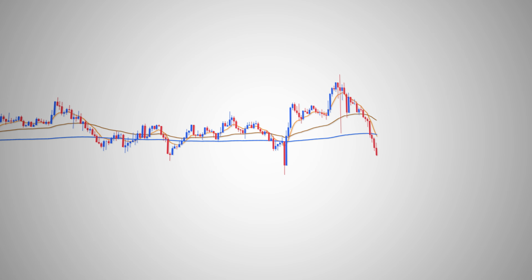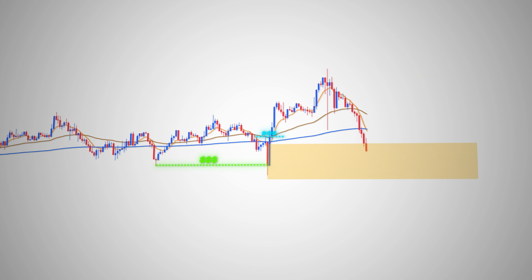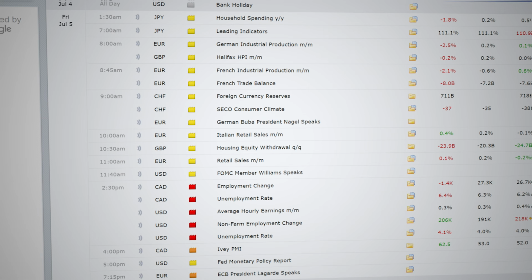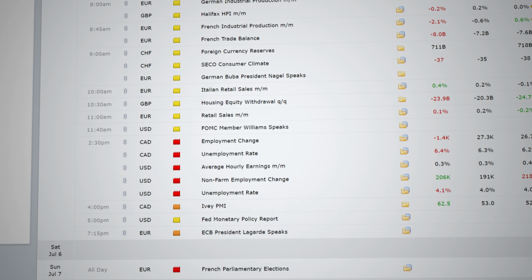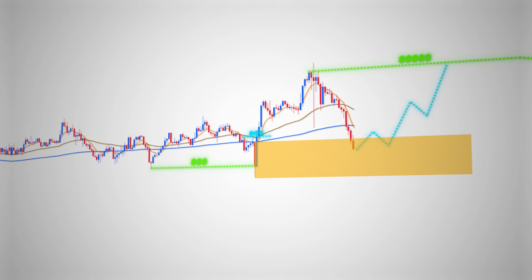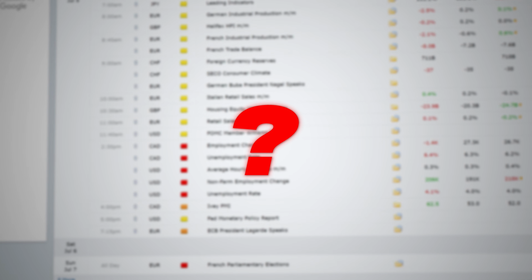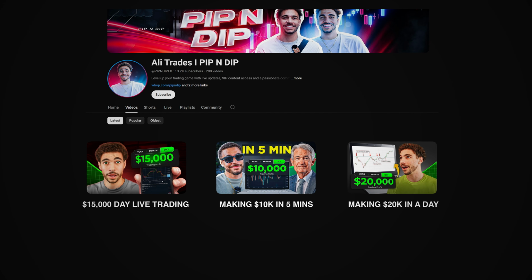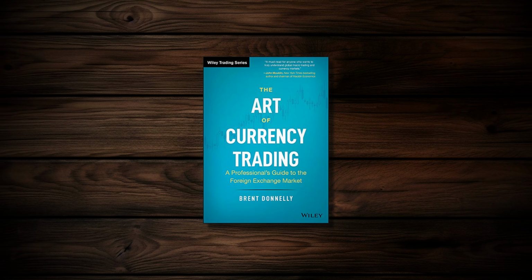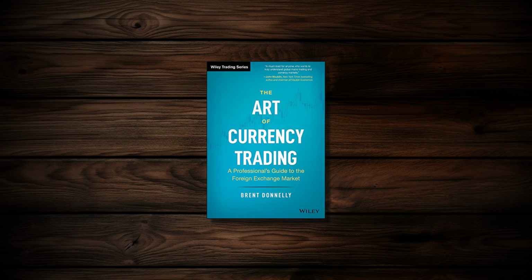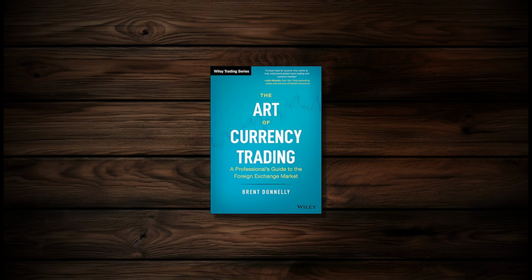Now, another thing I want to mention, guys, is checking the fundamental releases. You can have the perfect technical bias in the world. You can have all the technical confluences, but if your fundamental analysis is not in line with your technical analysis, then it means almost absolutely nothing. And if you guys don't know how to trade fundamentals, I have a couple videos on this YouTube channel that you can check out. And I also recommend the book, The Art of Currency Trading by Brent Donnelly. This was a game changer for me when it came to fundamentals, and it really pieced things together for me.